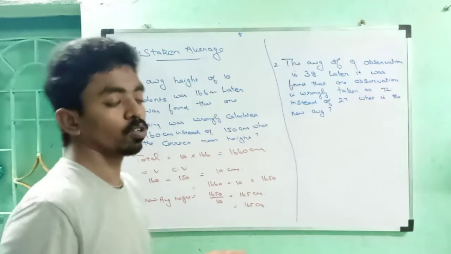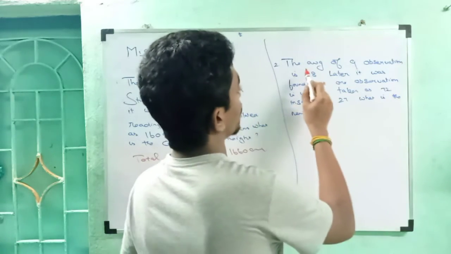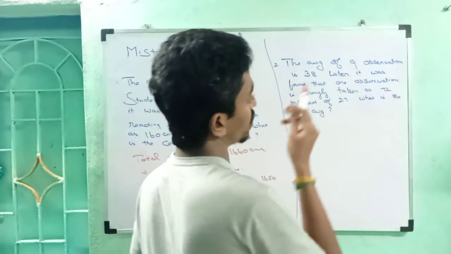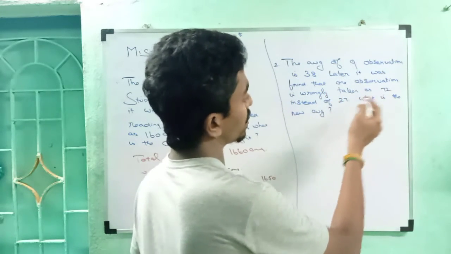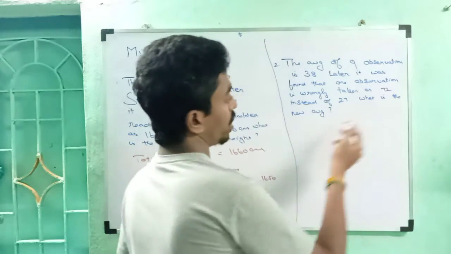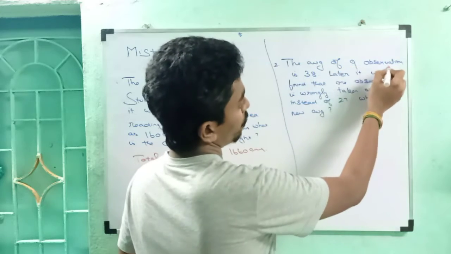So in this second question, what they have given, we will see. The average of 9 observations is 38. Later it was found that one observation was wrongly taken as 72 instead of 27. What is the new average? Here, from this first condition, the average of 9 observations is 38.